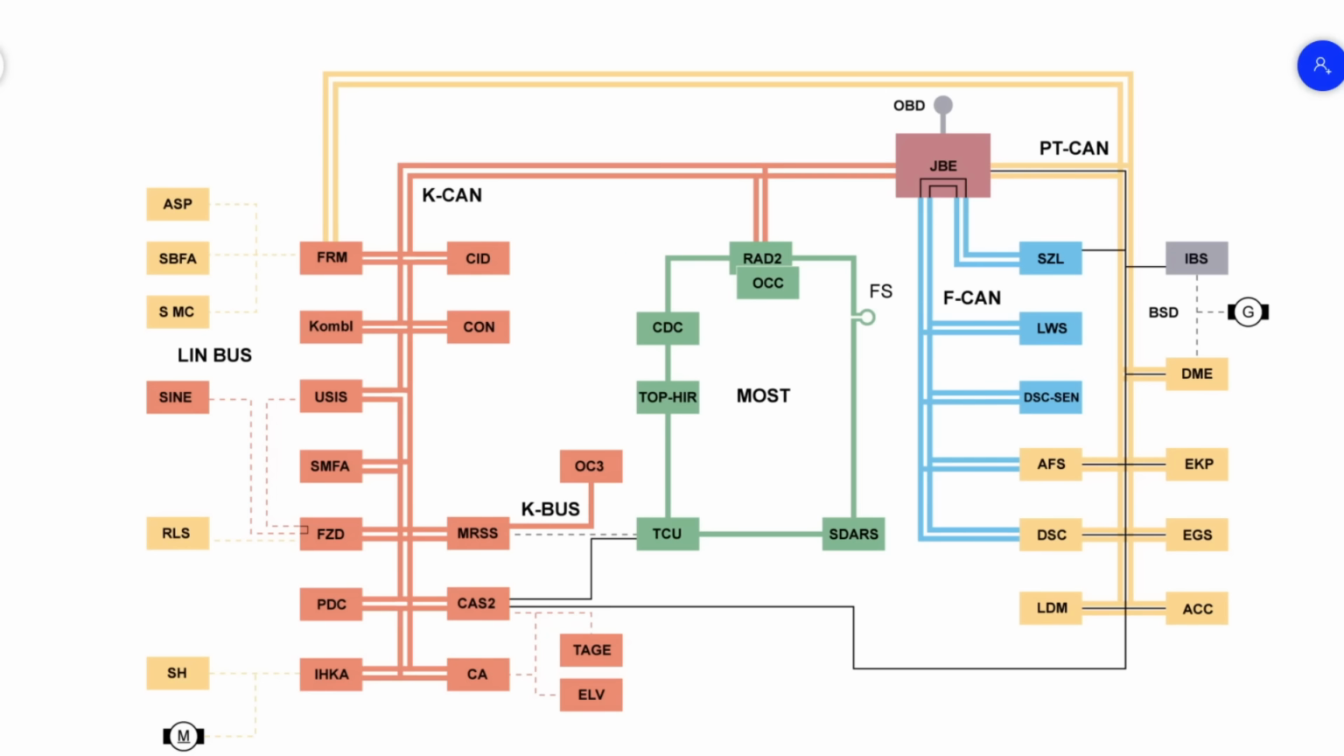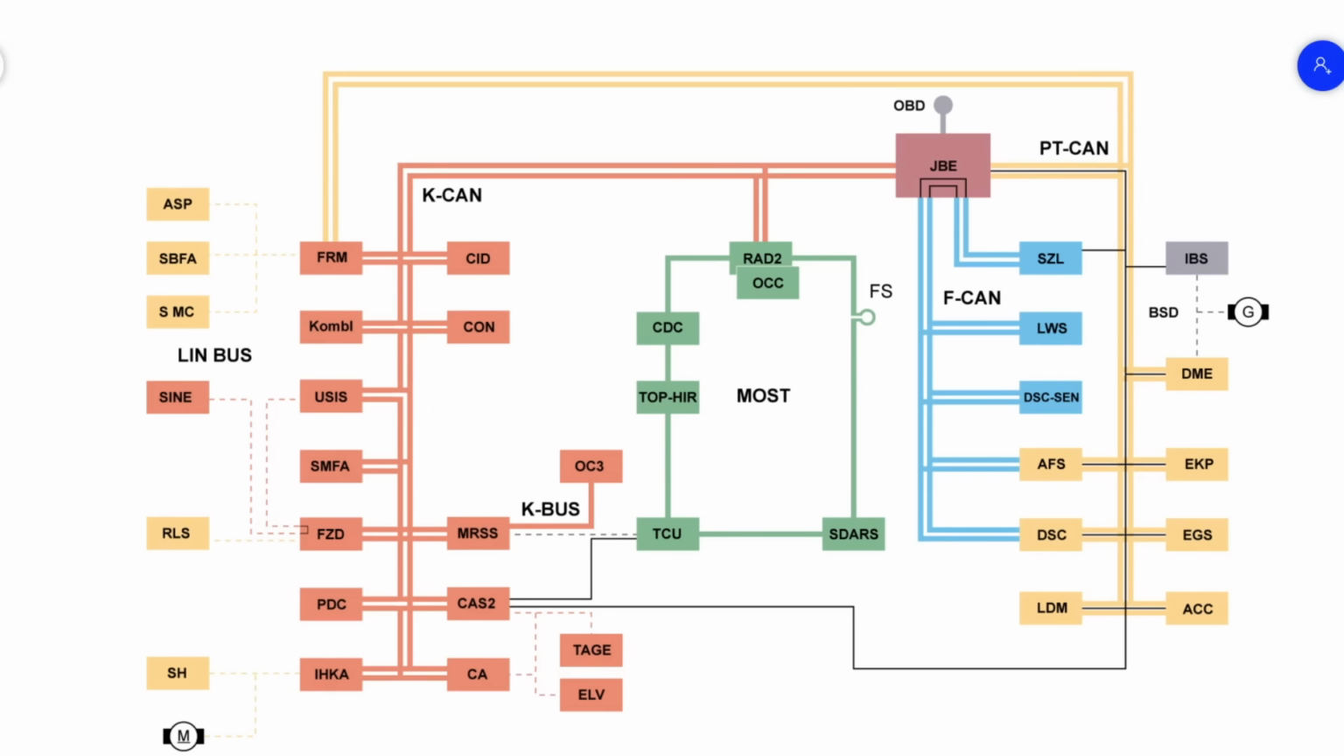And what that gateway does is actually translates the messages between the networks. And a really good example there is wheel speed. So nearly every control unit on the car uses wheel speed. So we can see here that we've got DSC here, and that wheel speed is going to go up along this network to the gateway. The gateway is then going to translate that message into a language that all these networks can understand.